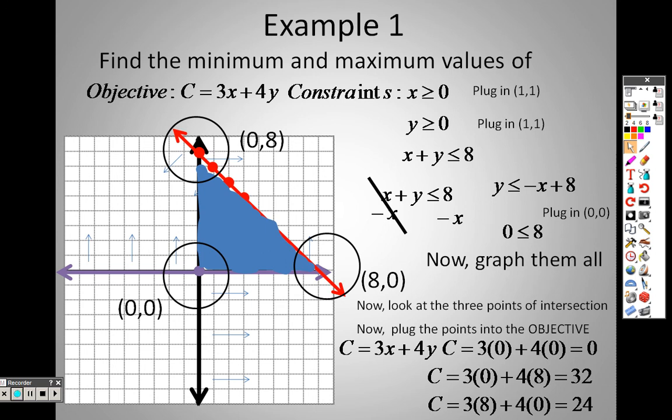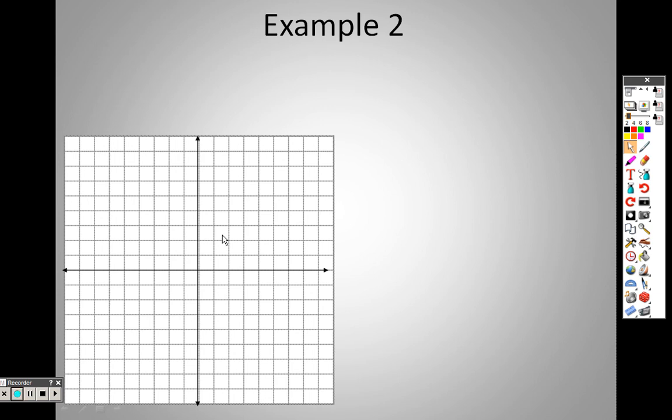Well, very simply put, 0, 0, because it's the smallest number. If I asked you for the minimum of this problem, you would say 0, 0, because that's the min. The maximum would be 32, because 32 is the biggest number. That means when you plug in the point 0, 8, that gives you the highest value. So this is your max, and 0, 0 was your min.